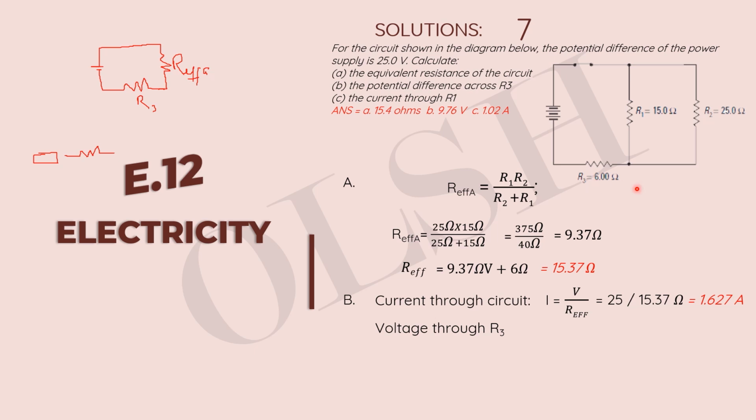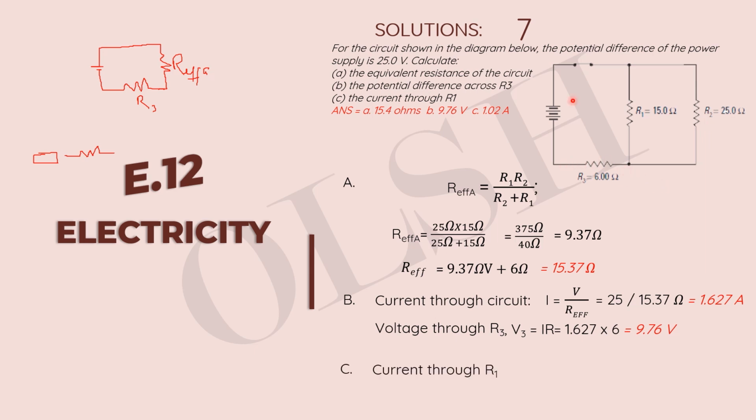So after we have found the current, we have current now that goes to R3, and then we have our resistance. So we can use those two parameters to find our voltage. And if we do that, we have V is equal to I R3, so I is 1.627 times 6. Okay, so that will give us 9.76 volts as the voltage across this resistor.